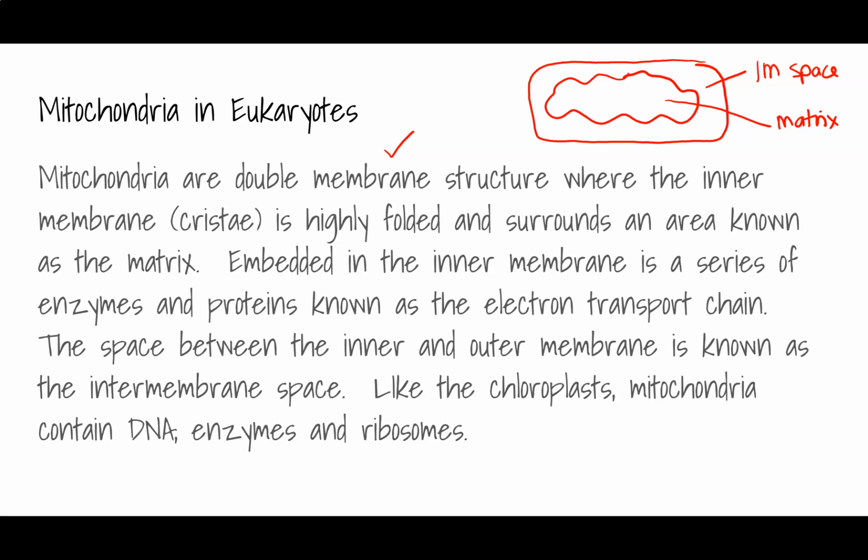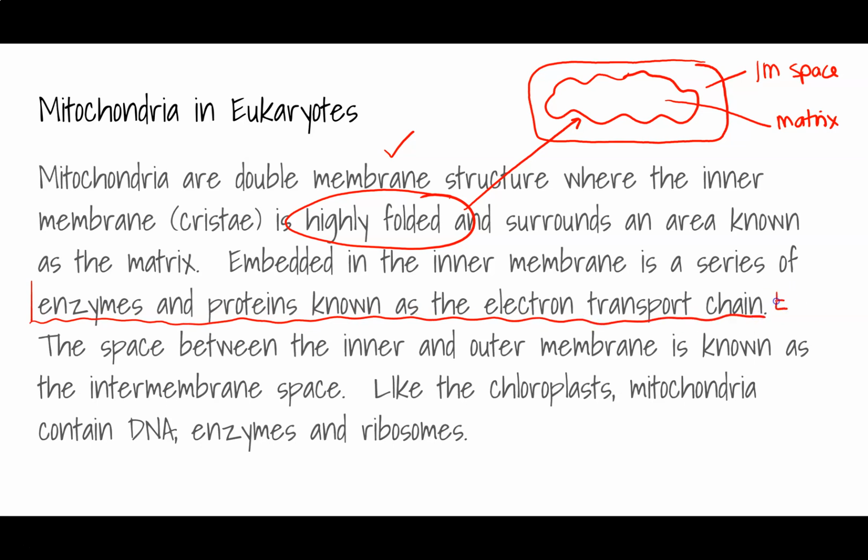The inner membrane is highly folded. So you're going to see I drew it like that, highly folded. And the area inside is known as the matrix, which we said. And embedded in that membrane is going to be a series of enzymes and proteins known as the electron transport chain, otherwise known as the ETC. And we'll see that in a little bit more detail as we go.